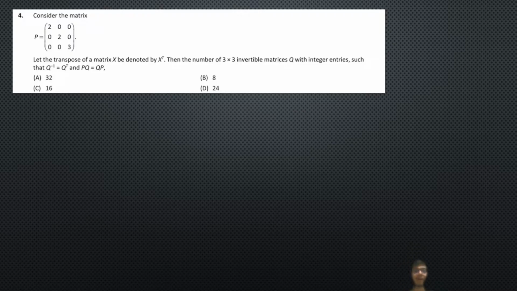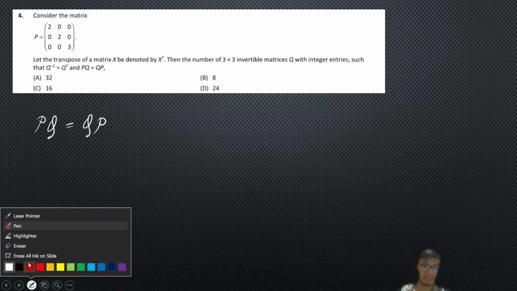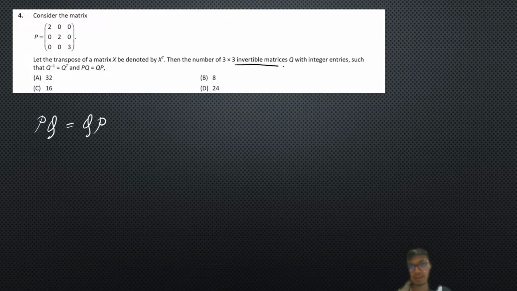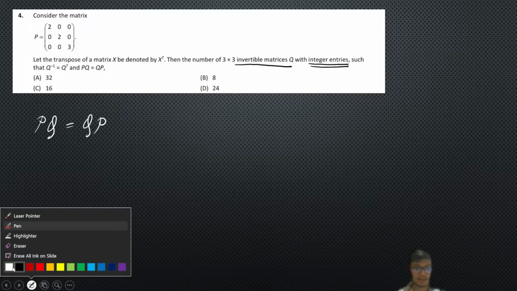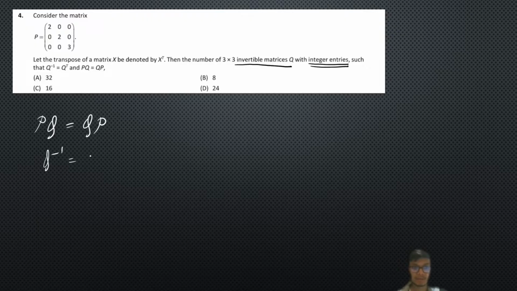It says that we have a matrix given as a P matrix, and it's also said that PQ equals QP, where Q is the number. So we have to find the number of 3 by 3 invertible matrices, where invertible means the inverse of the matrix is possible with integer entries. All the entries of Q are integers, and it's also said that Q inverse is equal to Q transpose. This is a very interesting statement: Q inverse is equal to Q transpose.